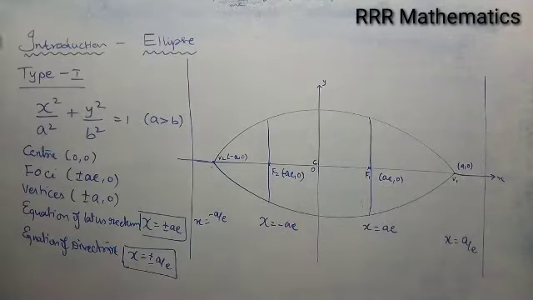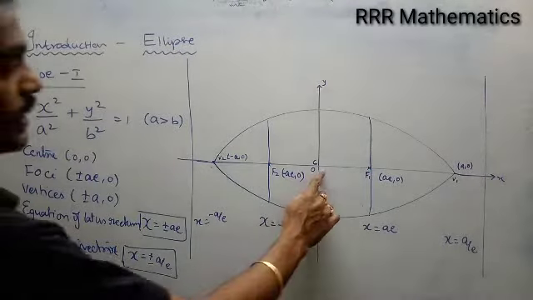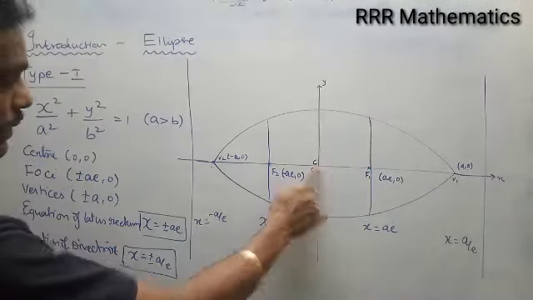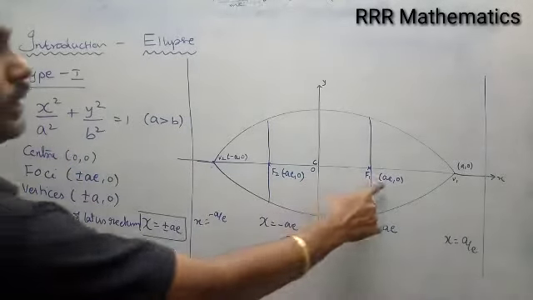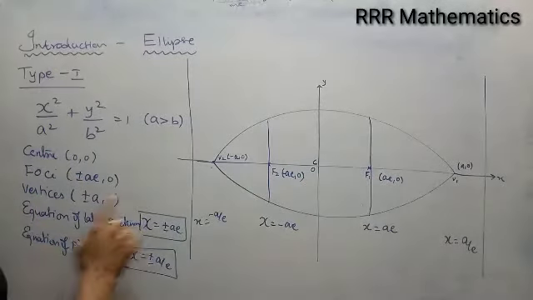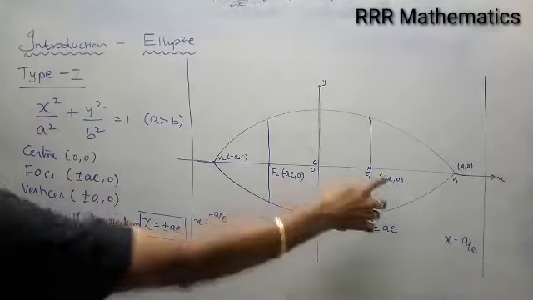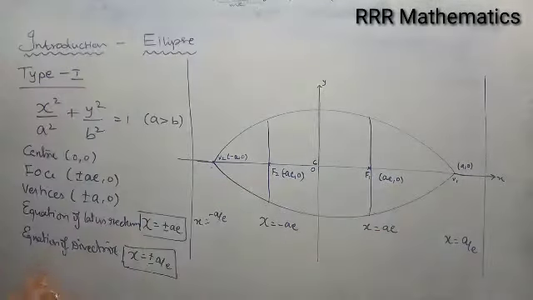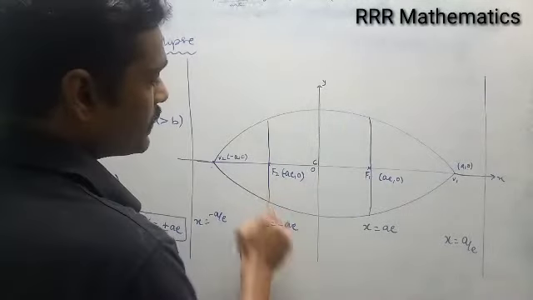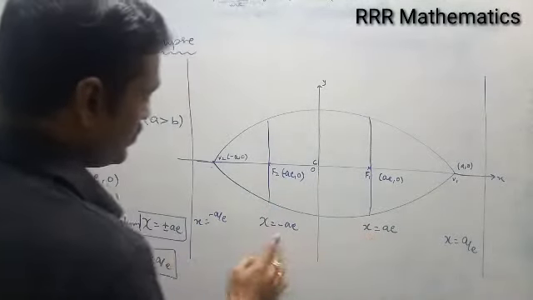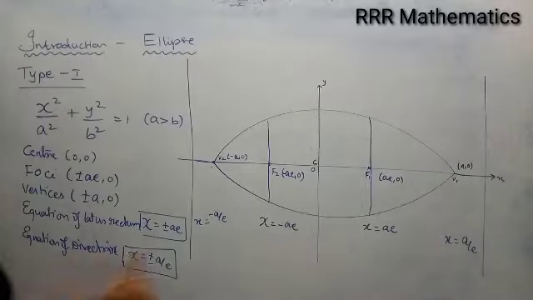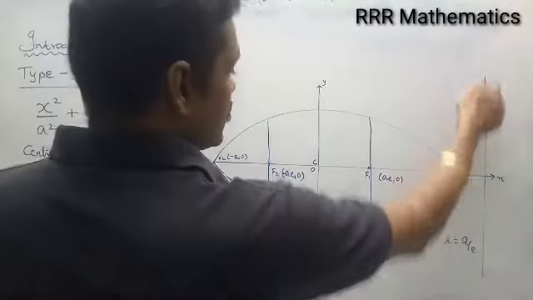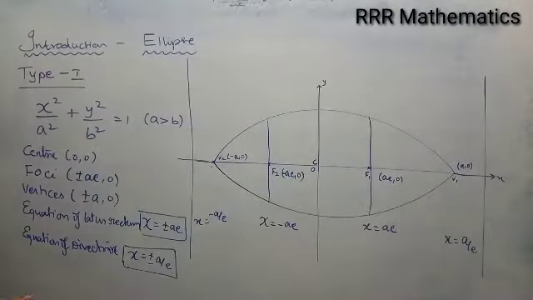Got it? Here, in case of the ellipse, in the standard equation the center is at the origin. Foci ae, 0. Two foci, therefore plus or minus ae, 0. Vertices plus or minus a, 0. Equation of latus rectum, a line that passes through the focus, which is x equal to plus ae and minus ae. Directrix is at the backside of the vertex, which is x equal to a by e and minus a by e.